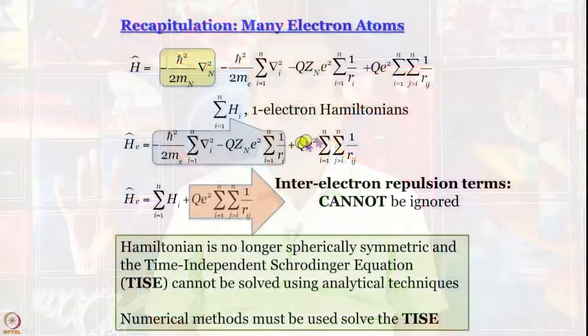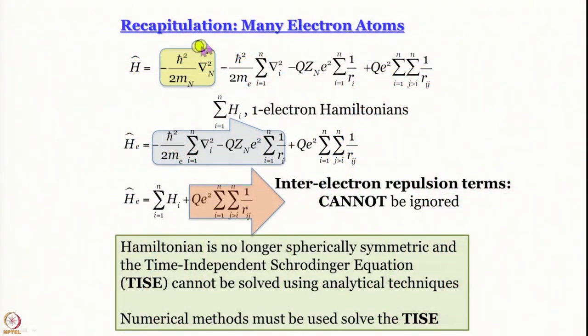But before that, I hope we have not forgotten that for many electron atoms, this is how we wrote the Hamiltonian. In a concise form, the Hamiltonian of many electron atom is essentially a sum of n number of 1 electron Hamiltonians plus a sum of NC2, essentially number of electron-electron repulsions. We are taking pairwise repulsions here. Okay? So, there are n number of electrons.